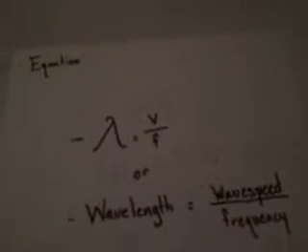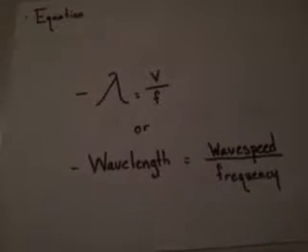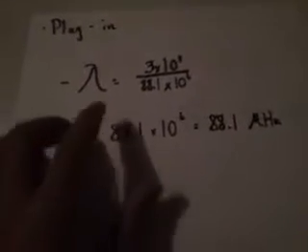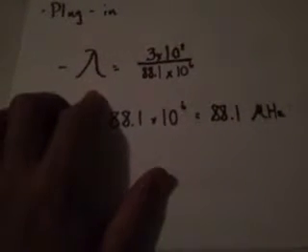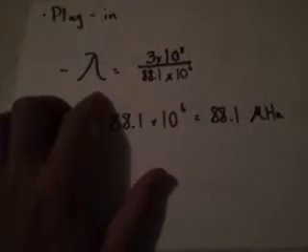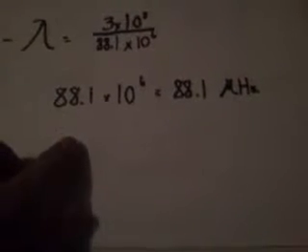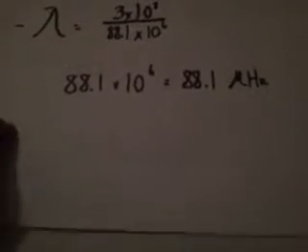Equation. The equation we will be using is the easiest since we are trying to find wavelength, and it's wavelength equals wave speed over frequency. Plug in. So right here we're using our givens and plugging into that equation, so we get wavelength equals 3 times 10 to the 8th over 88.1 times 10 to the 6th. And you may be wondering where that 10 to the 6th came from. That's just because mega in megahertz is denoted as a 10 to the 6th. And they are equal and interchangeable.